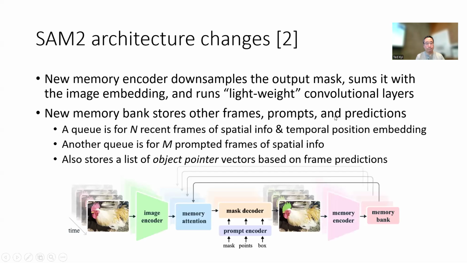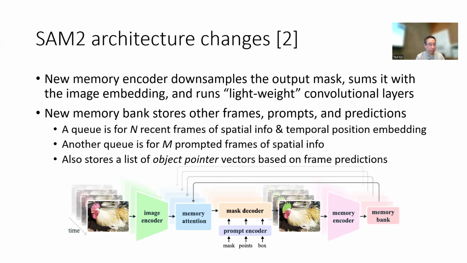All right, now let's get into this new memory concept. This was not necessarily the fanciest thing that they built. They have a memory encoder, and what it does is it takes your predictions and downsamples them, and then it sums them with your image embedding. And they said, I don't really know what this means. The model's publicly available.